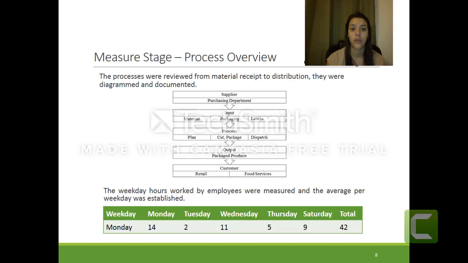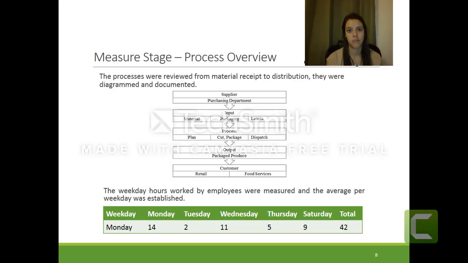In the measure stage, we also reviewed the processes from the materials receipt to the distribution. So we defined the suppliers that are identified in the purchasing department. We also had the input, which includes the raw material, but it also includes packaging and the labels and everything included in inventory. Our process includes the planning, the cutting, the packaging, the boxing, and the dispatching.